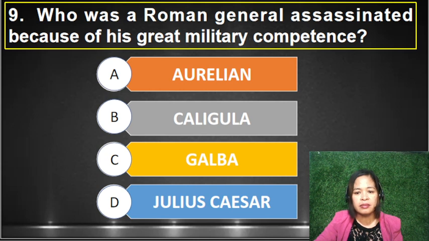Number nine. Who was a Roman general assassinated because of his military competence? A. Aurelian, B. Caligula, C. Galba, and D. Julius Caesar.